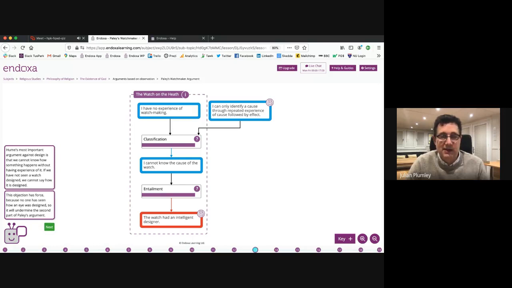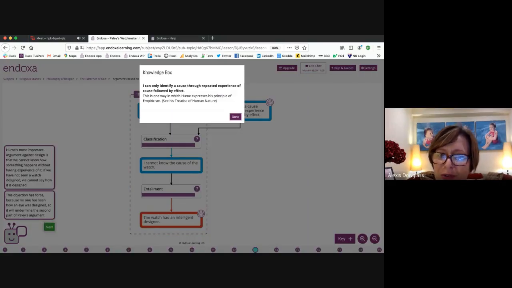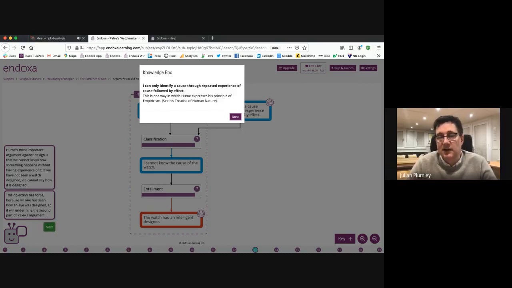This is important because the same argument can be applied to the eye. So you certainly don't know how eyes are designed. So if you have no experience of that, you can't know that the eye had an intelligent designer afterwards as well. So Hume's empiricism is what he uses against these kinds of arguments. Empiricism is basically the scientific method, that the way that we know things is through experience, through what we know through our five senses. Yes, that's where all knowledge has to start.